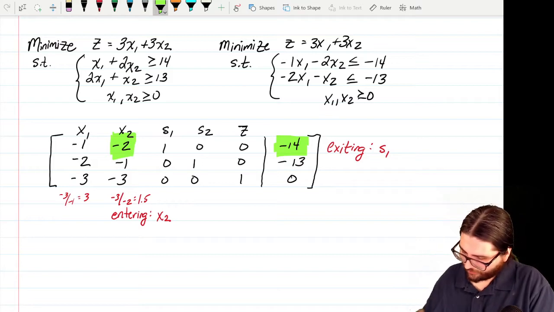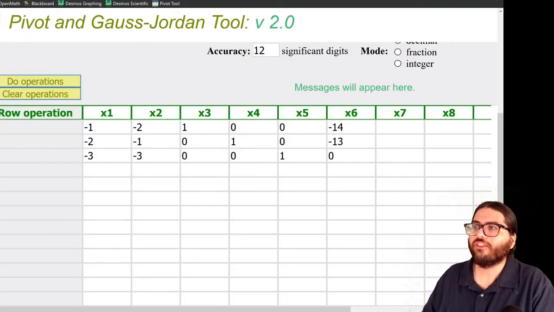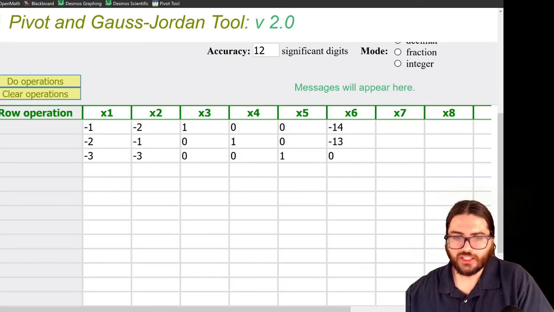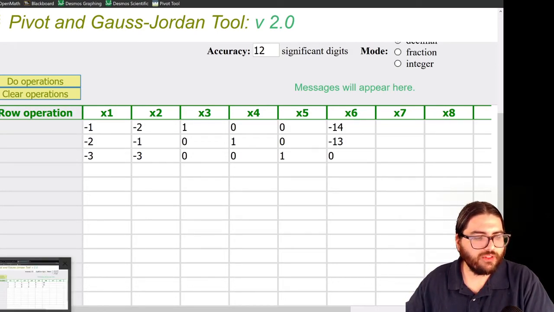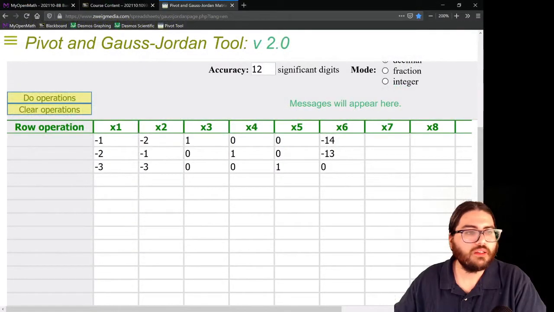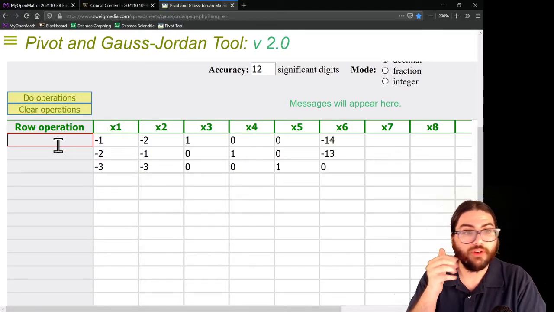I think I have, let me check. I think I have this matrix already set up. Yeah, I have this matrix already set up in the pivot tool. So let me show my operations here instead. I'll go back and add them into the OneNote after I'm done with the video.